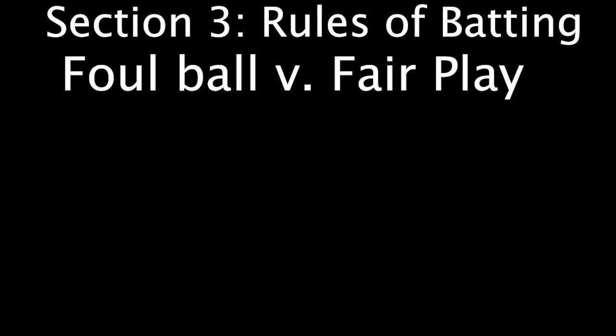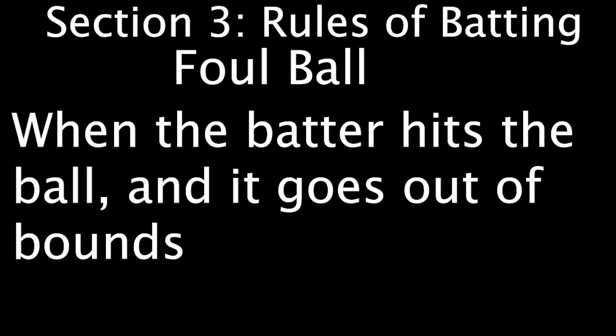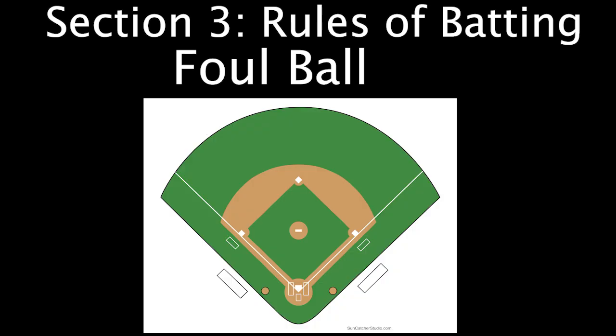Now, I want to talk about the difference between a foul ball and what's considered fair play, right? Because there are very general rules, but then there are also very specific rules, okay? So let's start first with a foul ball. A foul ball is when a batter hits the ball, but it basically goes out of bounds. So let's say, for example, the batter swings and it hits the top of the bat, right? But the ball still continues to go backwards, right? And even if the catcher catches it or not, that is considered a foul ball.